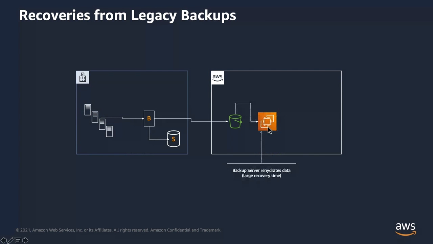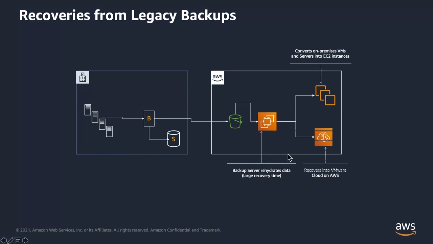And then your on-demand backup server could rehydrate the data, which means restore the data from S3. It may have to uncompress and undedupe the data and restore it on demand to EC2 instances, right? So most of the backup vendors can actually convert their on-premises VMware VMs and Hyper-V VMs and physical servers into native EC2 instances. So this is one way. The second approach is to actually recover them as a VMware virtual machine in VMware Cloud on AWS.